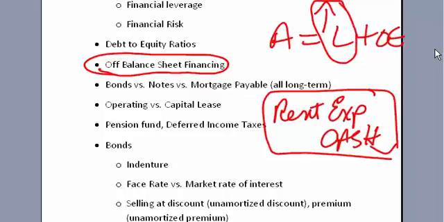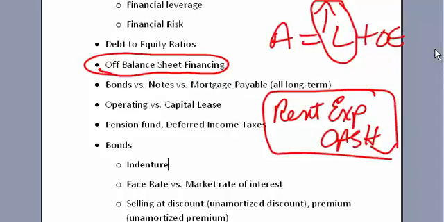And there are 4 different rules that are involved. Off the top of my head, one of them is if you can't cancel the lease, then it's a capital lease, not an operating lease.